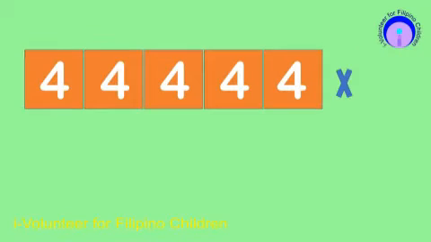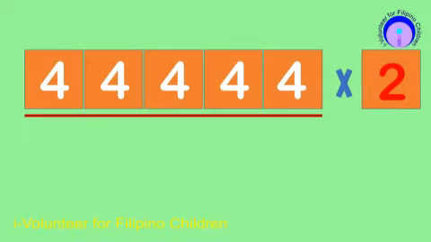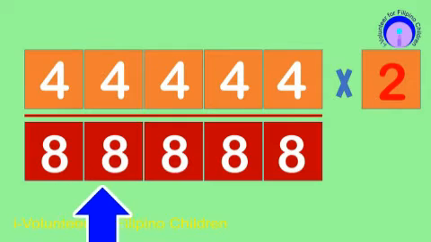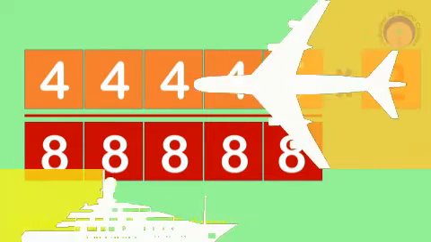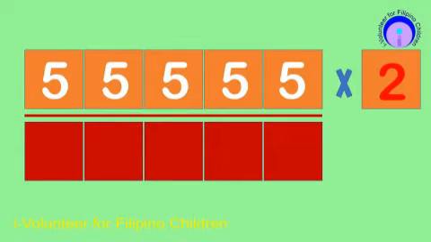Another example, 44,444 times 2 is equal to blank. Just double the digits. The answer is 88,888. Ang dali. Paano naman kung digits 5 and above? Ano kaya ang sagot dito?